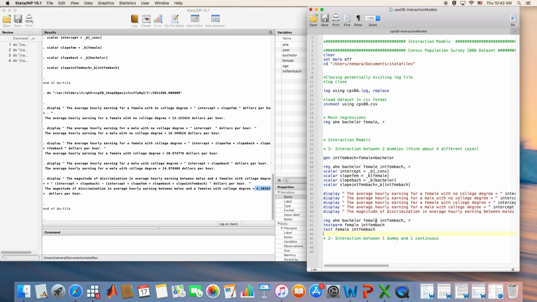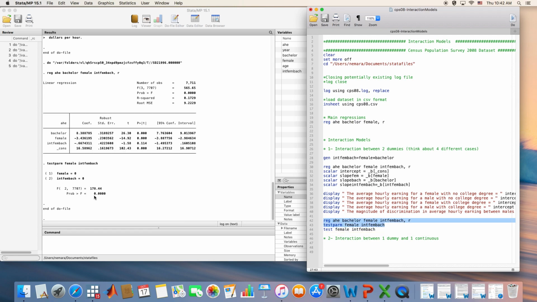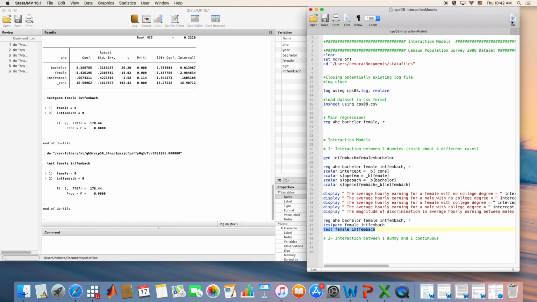So you would run this one and you would get that there is a 0 probability that these two are equal to 0. So if you have a question about whether to omit the interaction term from the regression, no, the interaction term makes sense because it is statistically significant with the variable female. Again, you can actually do the other one, which gives you the same answer. Some students will use test parm. I'm used to using test parm, but it's up to you.